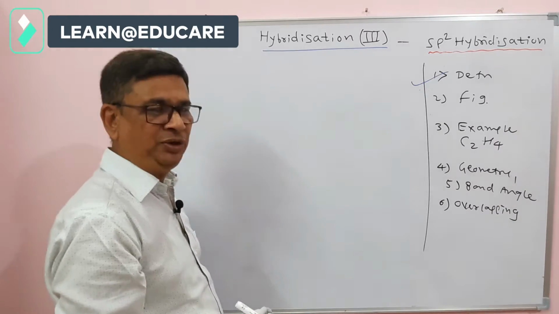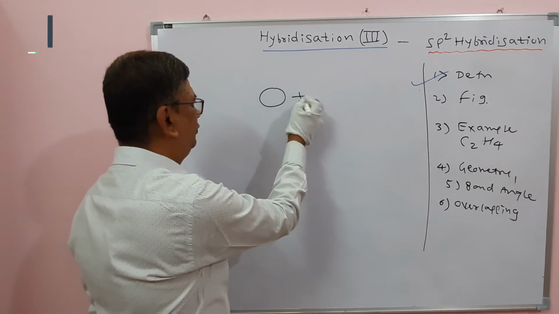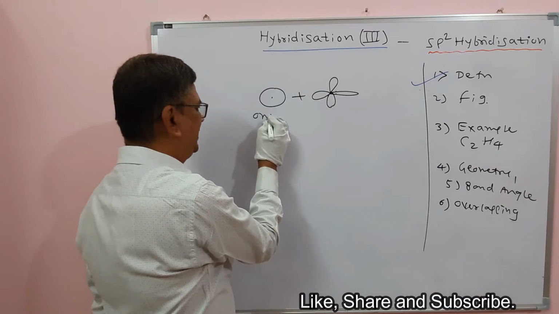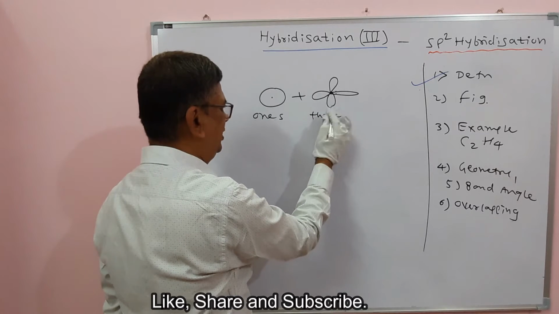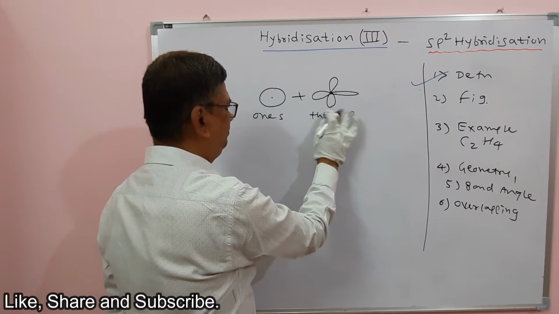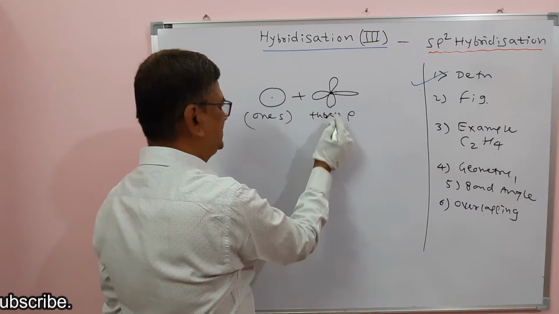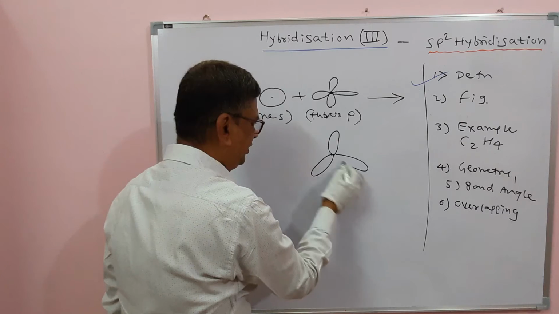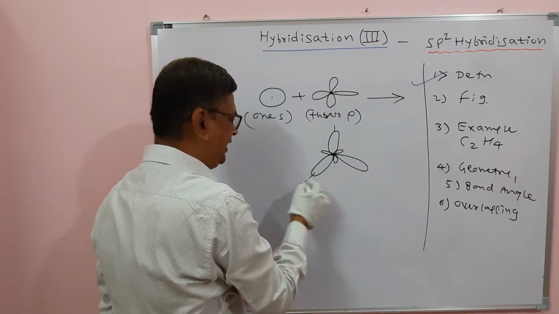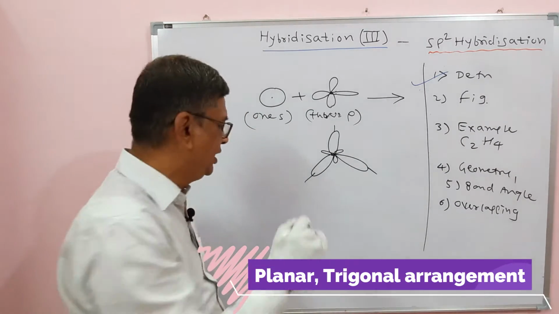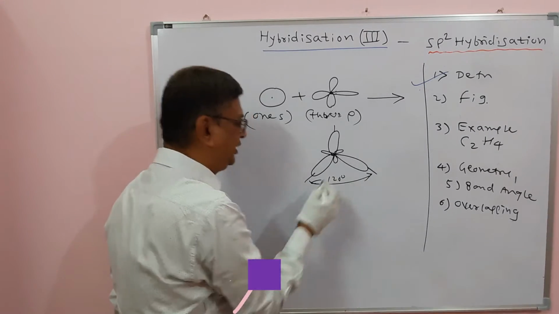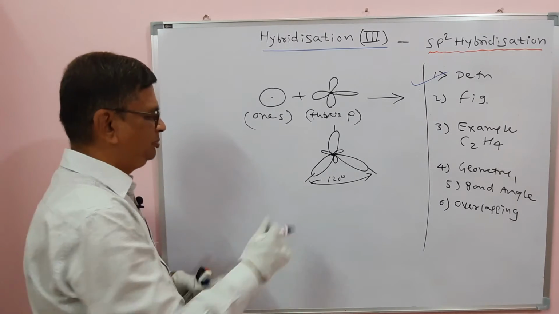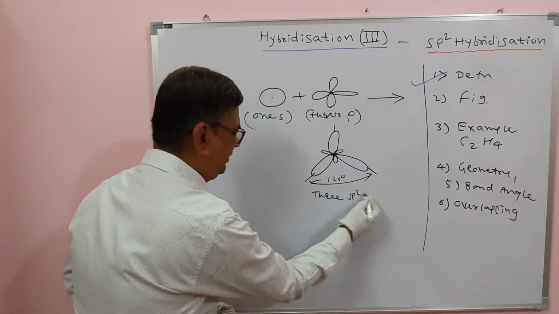As the name suggests, sp2 means mixing and recasting of one s orbital with two p orbitals to give three equivalent sp2 orbitals. So these are one s orbital and two p orbitals, something like this. After mixing and recasting, they produce three equivalent sp2 hybrid orbitals, which get arranged in one plane, that is, in a planar structure at an angle of 120 degrees, and they are arranged trigonally. This is the figure for the three sp2 hybrid orbitals formed.